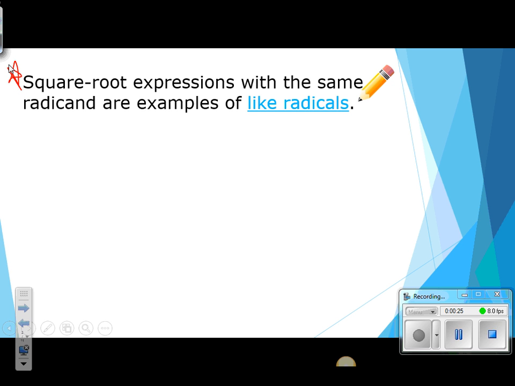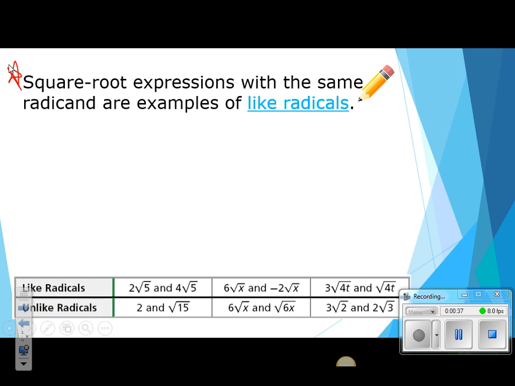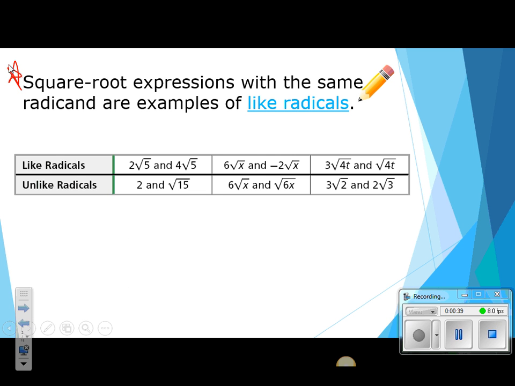Square root expressions with the same radicand are examples of what we call like radicals. Now you don't have to write the next thing down, but here are some examples of what I mean by like radicals and unlike radicals. In the first row we have like radicals because the radicand 5 and that 5 are the same, the radicand square root of x and the square root of x are the same, or the square root of 4t and the square root of 4t are the same.